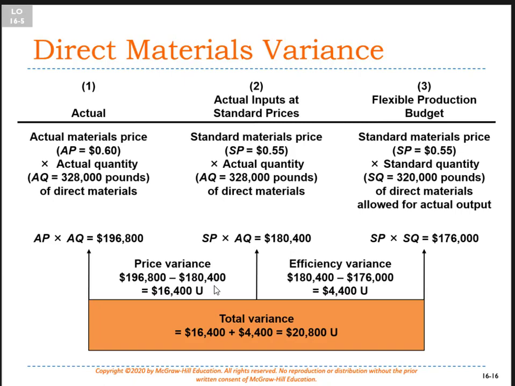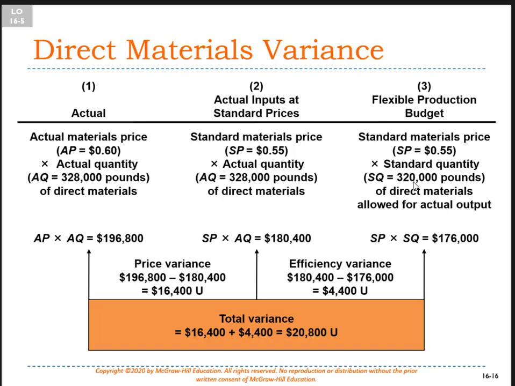Using the diagram way, we take the difference, and we paid more than we planned, and so it's a 16,400 unfavorable price variance. Now on the other variance, the efficiency variance, we're using standard price in both places, but we actually used 328. We should have used 320.